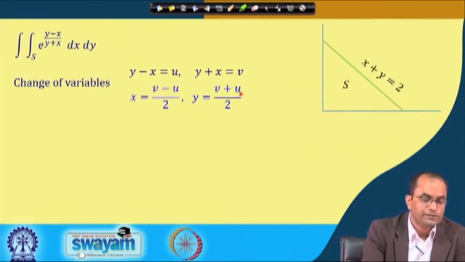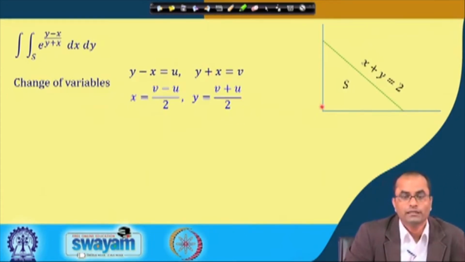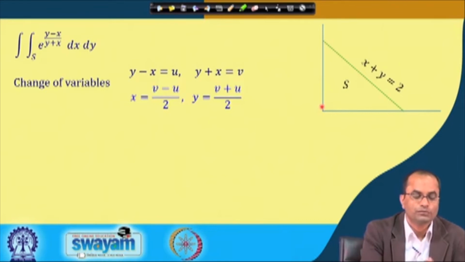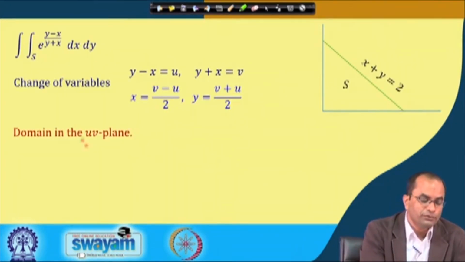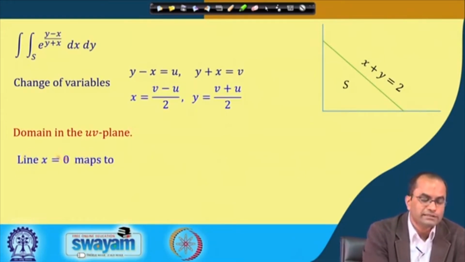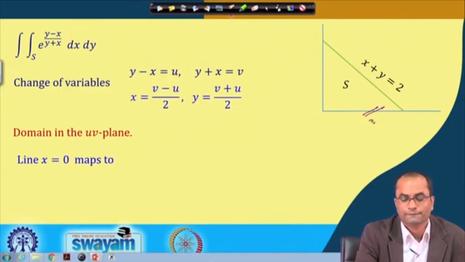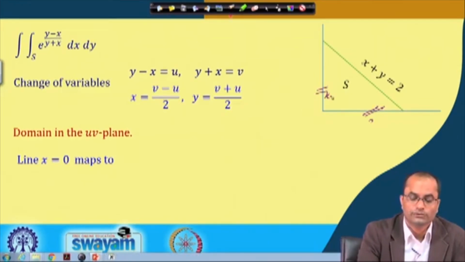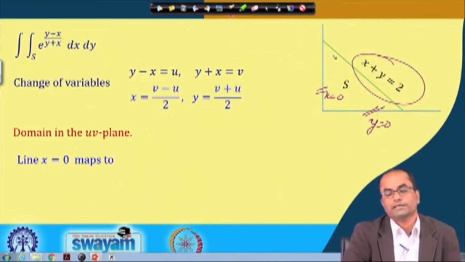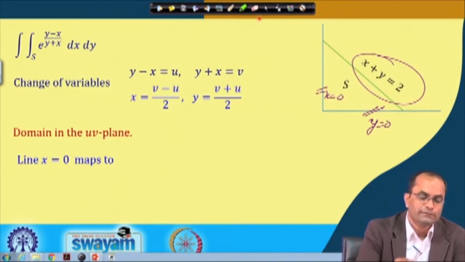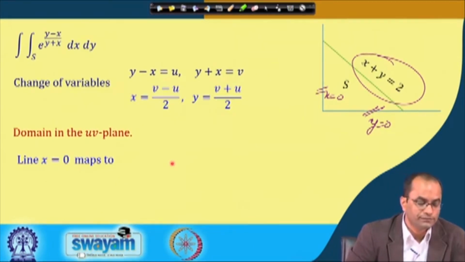So, now this change of variable, we have to see now the domain, the new domain here corresponding to the new variables u and v. So, the domain for the u v plane would be, because line x is equal to 0 here. So, we have this line x is equal to 0, and we have this y is equal to 0, and we have this line already x plus y is equal to 2. So, having this, we have to see the new domain now in terms of variables u and v.